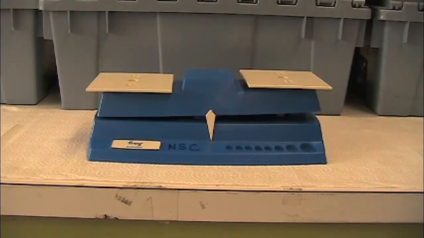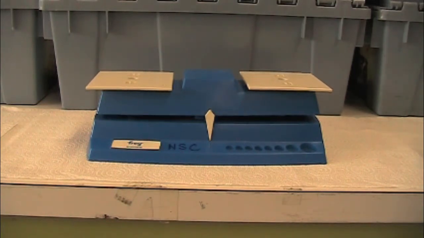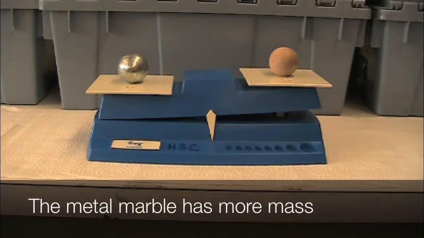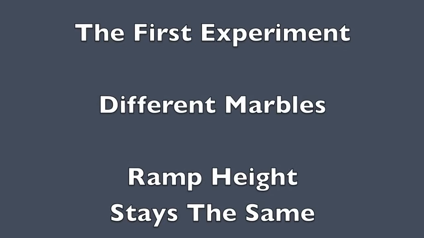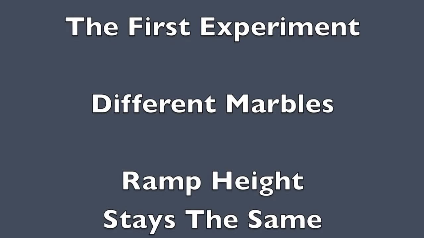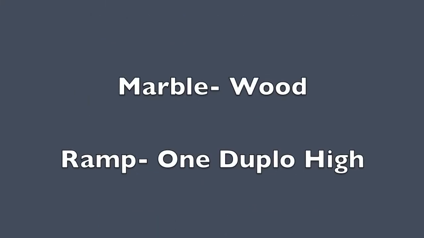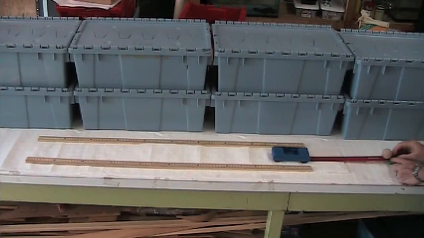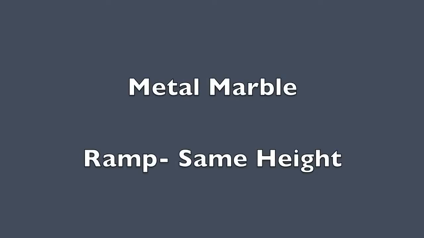Here I have a balance. On one side, I put the wooden marble. On the other side, I put the metal marble. The metal marble has more mass. It's heavier. Let's take a look at different marbles. The ramp height stays the same. Here we have the wood marble. The ramp is 1 Duplo high. Now we'll look at the metal marble. The ramp is the same height.